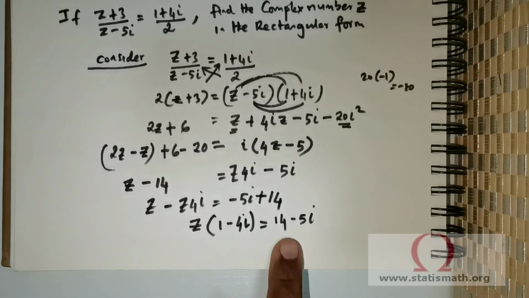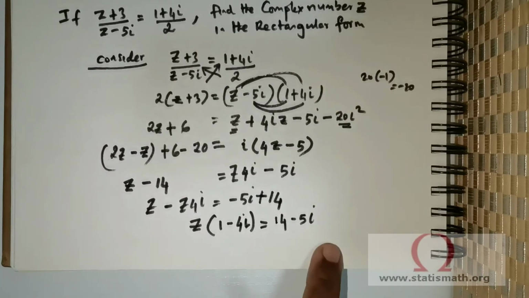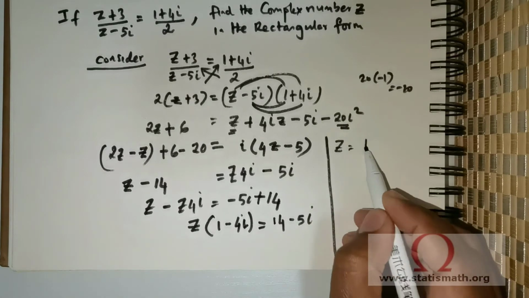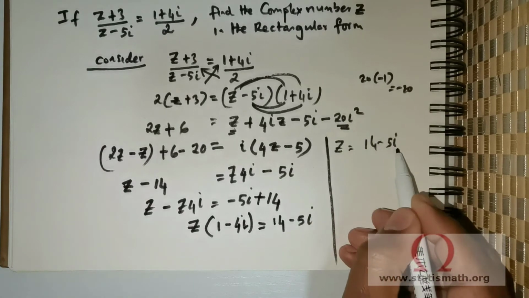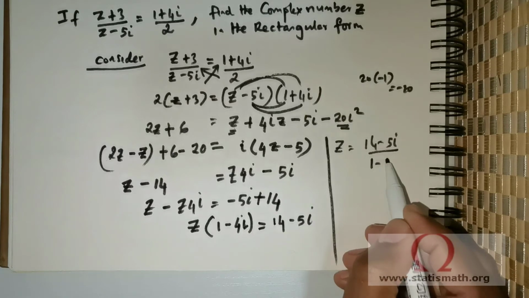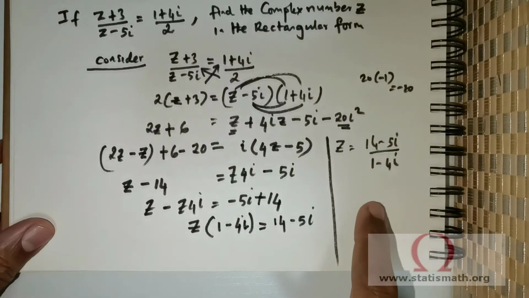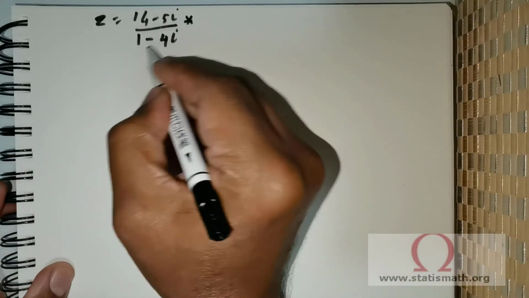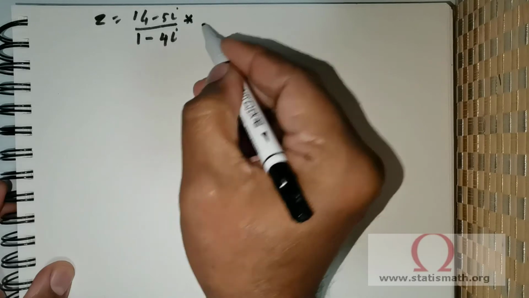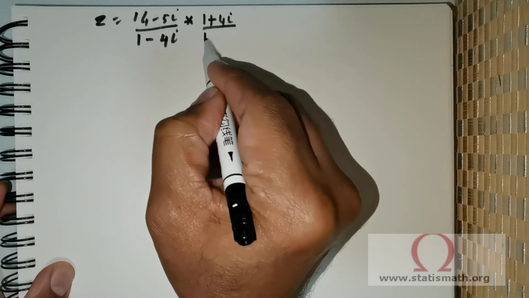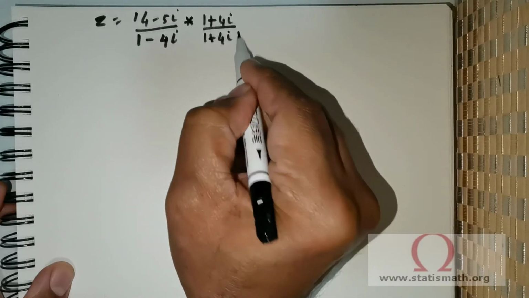So if I were to bring (1 - 4i) down, I can have z to be (14 - 5i) divided by (1 - 4i). But this is not in perfect form, so we have to bring this in perfect form. So we would be multiplying by its conjugate. The conjugate of 1 - 4i is going to be 1 + 4i. We divide by the same quantity, 1 + 4i.